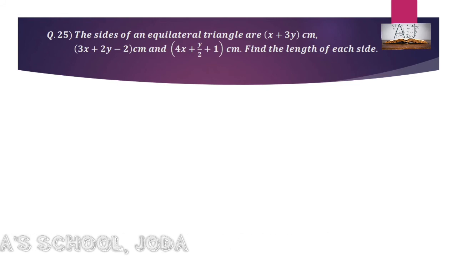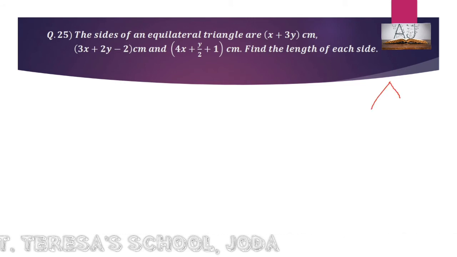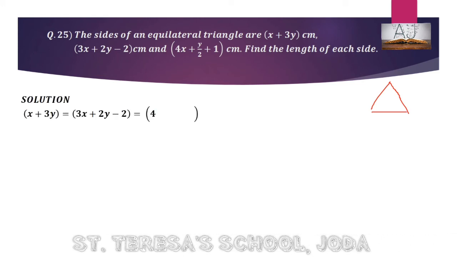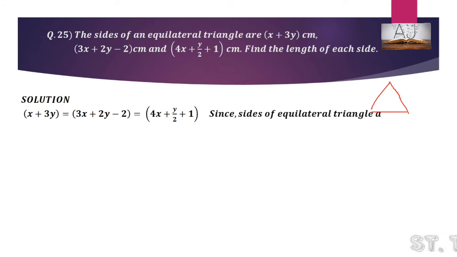Now 25 number. Since it's an equilateral triangle, and you know, in an equilateral triangle all the three sides are equal. All the three sides are equal. So these are the three sides, okay? We will see. So let us see the solution. So in equilateral triangle, these three sides become equal. Okay, since the sides of equilateral triangle are equal.